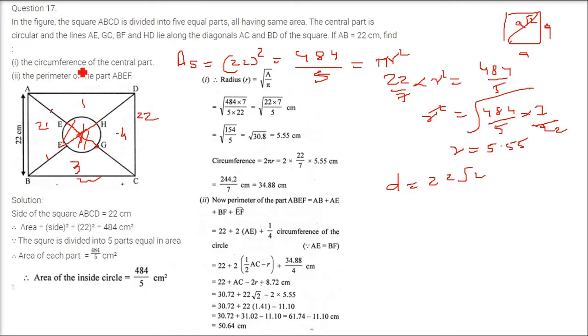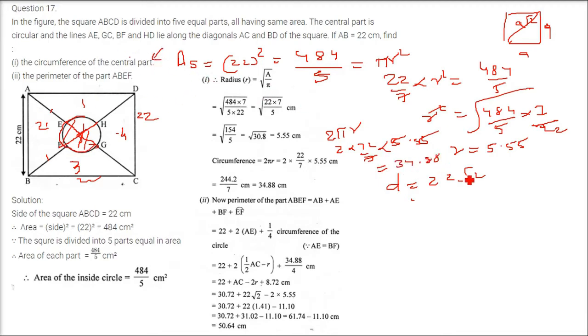So we have to find out the circumference of the part. First let us find out the circumference, then we'll go to the next one. We already know the radius here, so 2 pi r will be the circumference. 2 into 22 by 7 into 5.55, so the circumference of the central part will be equal to 34.88. So the first question is done.